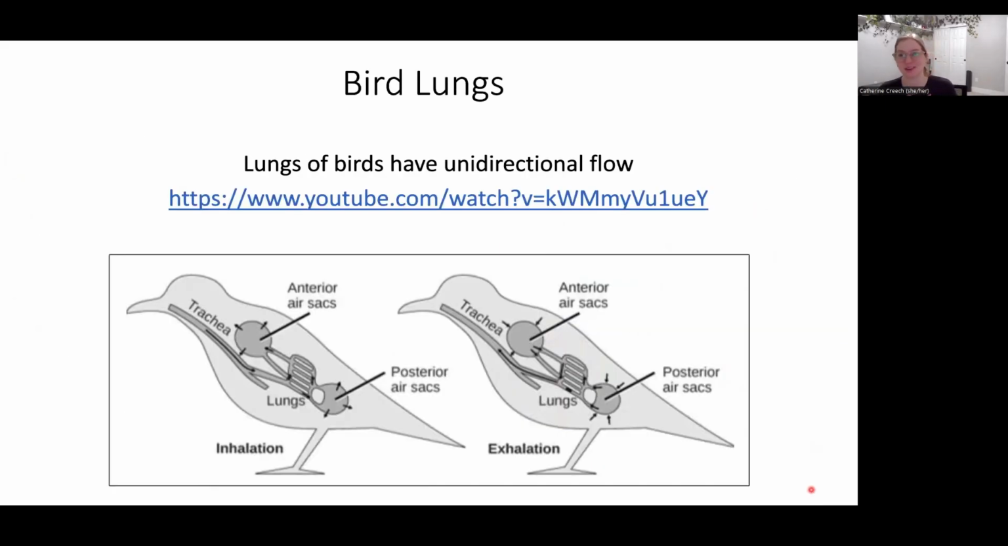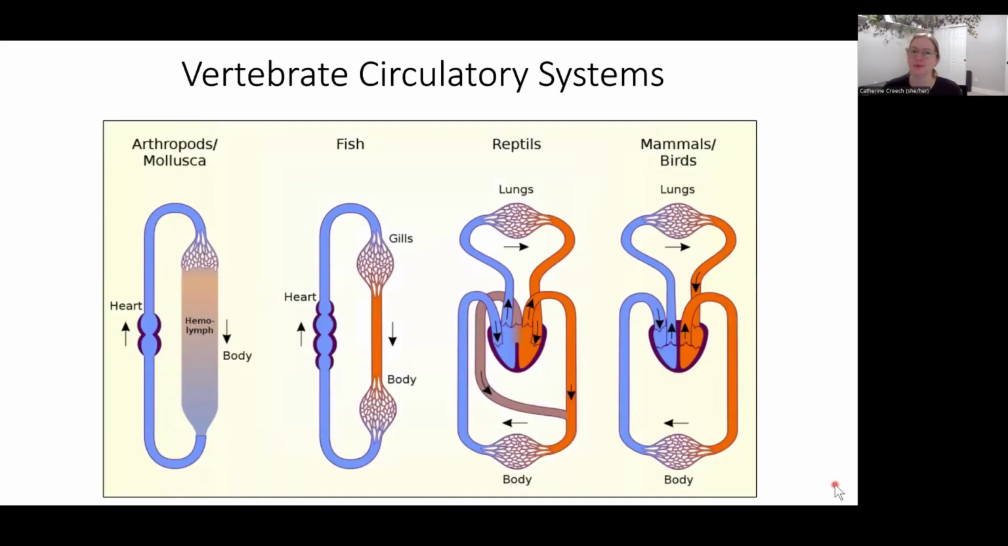Lungs of birds are incredible. They are the most efficient lungs in the animal kingdom. It's an incredible process. I have a YouTube video I'm going to post to Blackboard for you to watch. I think it's so cool. It takes 4 breaths for the lungs of a bird to go through a full cycle.